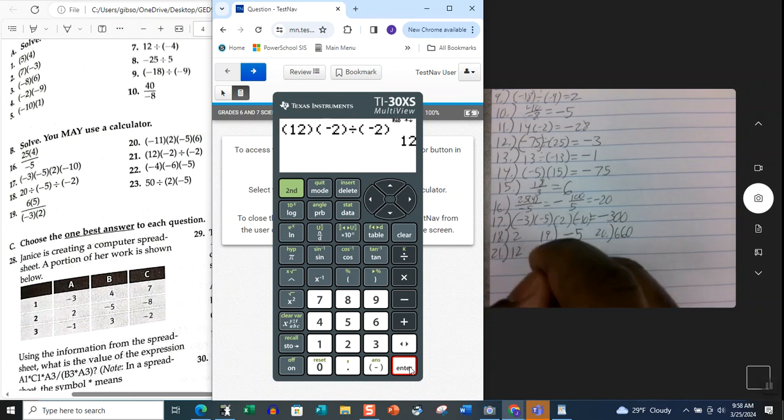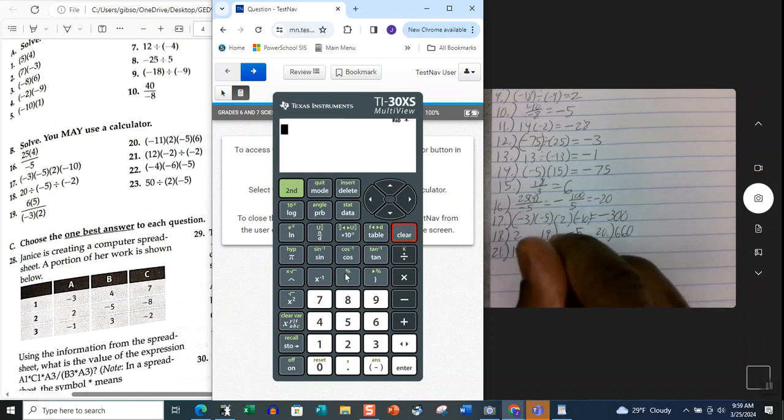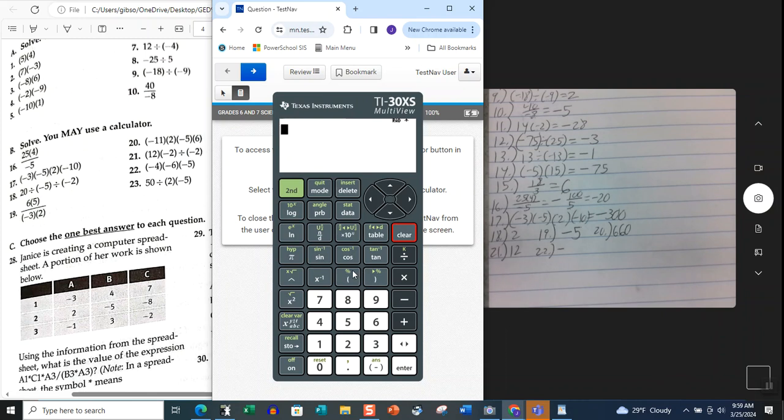All right, 22. We look here, all multiplication, 3 negative signs, so our final answer would be negative. So we do parenthesis, -4, parenthesis, -6, parenthesis, -5, and that gave us -120.